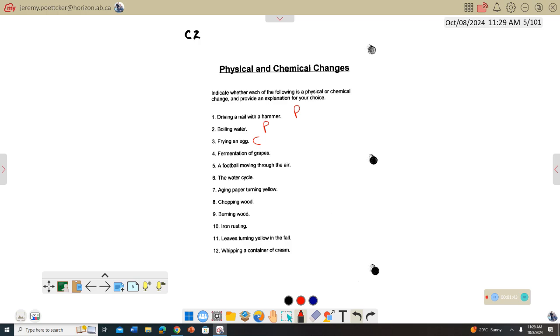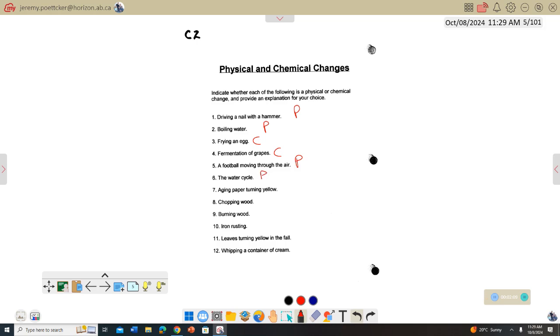We are going from a raw egg to a fried egg. You can't reverse that, but also we are doing chemical things to change the actual protein structure. Fermentation of grapes, also a chemical change. Fermentation of anything is a chemical change. A football moving through the air is a physical change. It's moving, but that's all it's doing. Water cycle is a physical change.